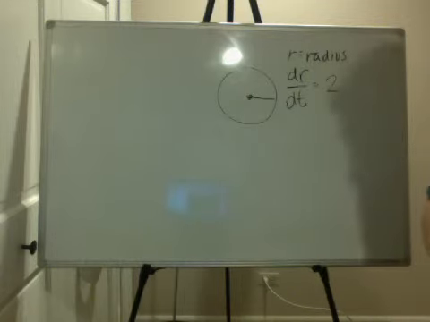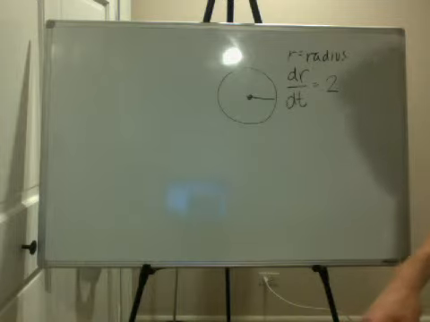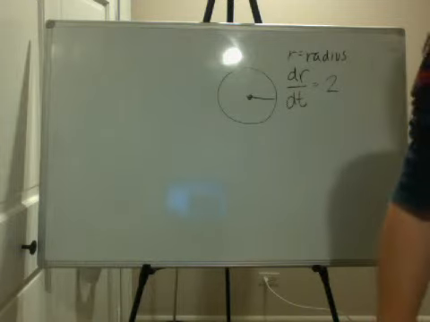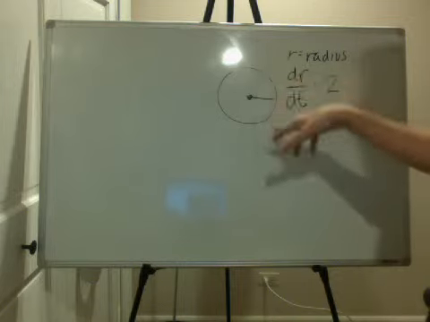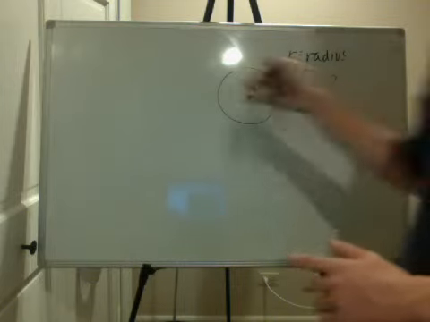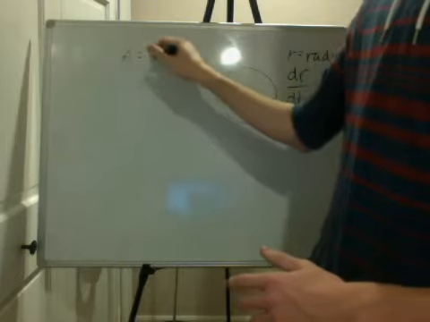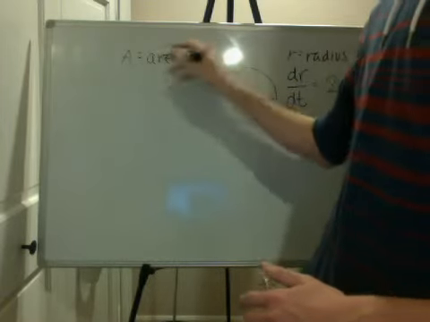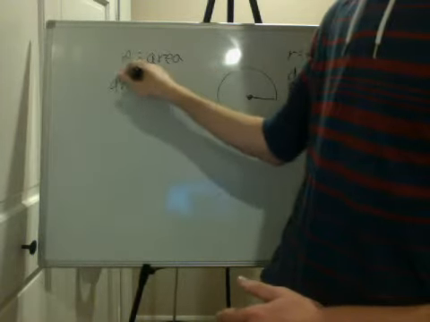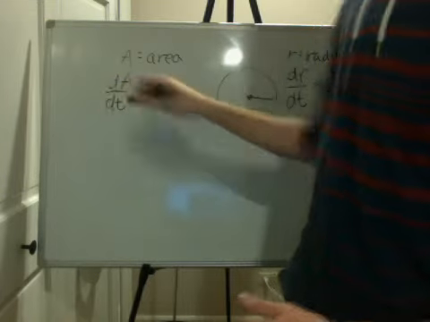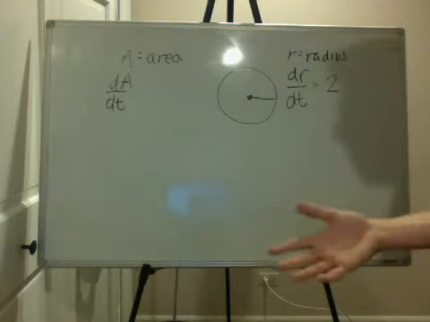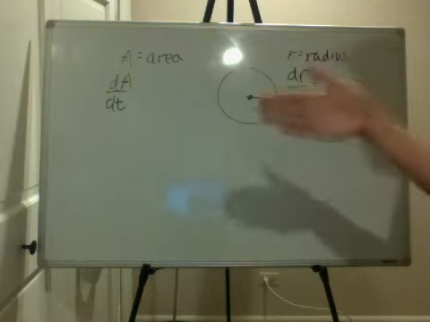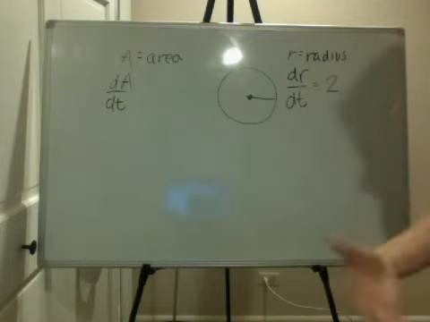And the question is asking what is the rate that the area of the circle is increasing when the radius is 5. Because once again, the dA/dt, if A stands for area, I'll write that over here. If A stands for area, we're trying to find dA/dt. However, dA/dt is not going to go up constantly. It's going to change every second because the radius is getting bigger and bigger.